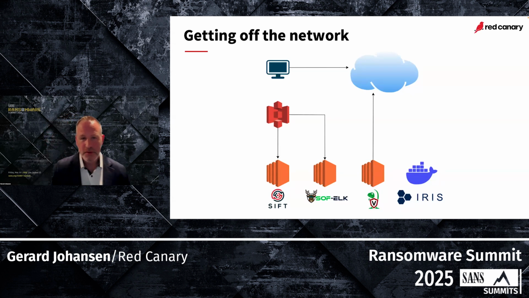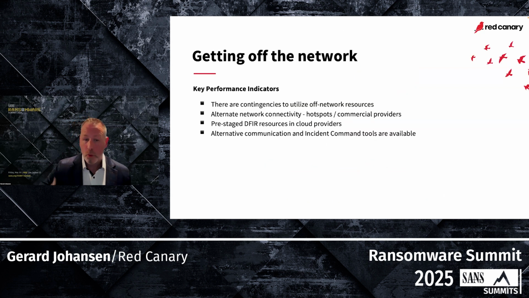So here's just kind of a, for lack of a better term, a cave person drawing that I did of what it would look like. Here we have S3 with a bunch of EC2 and say an AWS instance. We've got our SIFT, we've got our SoftElk, we've got our Velociraptor. Potentially, we have a couple of Windows systems with all of our tools there, maybe a couple of Linux. We have DFIR-IRIS running in a Docker container. All of this is off the network into our own segmented cloud that we can leverage that won't be impacted by this.